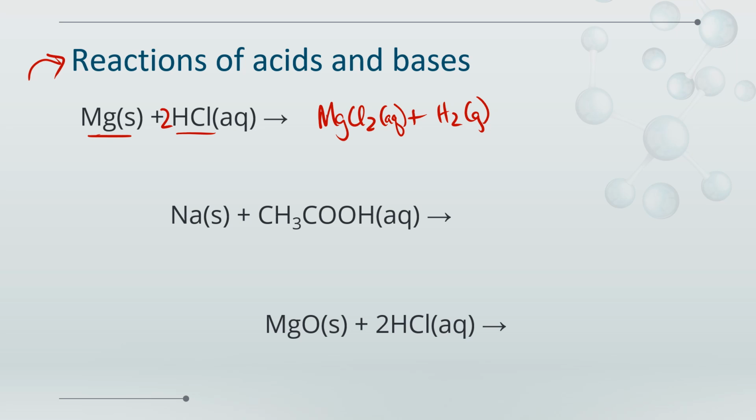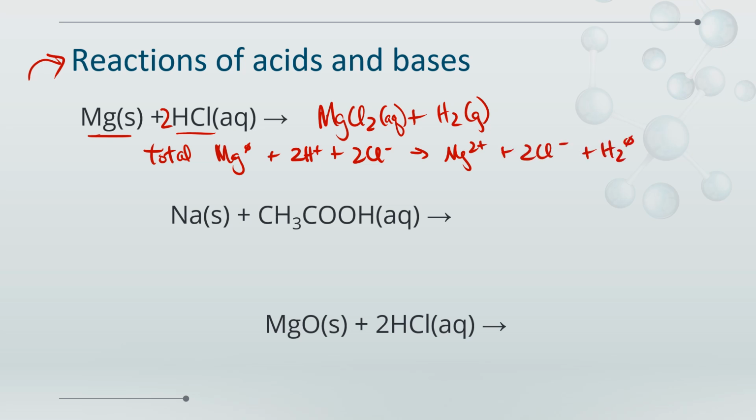Sometimes we like to take our acid-base reactions and write some ionic equations. We can talk about a total ionic equation where I pretty much just rewrite this with everything's charges. So I've got Mg, its charge is a 0. We've got 2 hydrogen ions that have a +1 charge. We've got 2 chloride ions that have -1 charge. We end up with magnesium with a +2 charge. We've got 2 chlorides that still have a negative charge. Now I've got this hydrogen gas molecule that is neutrally charged.